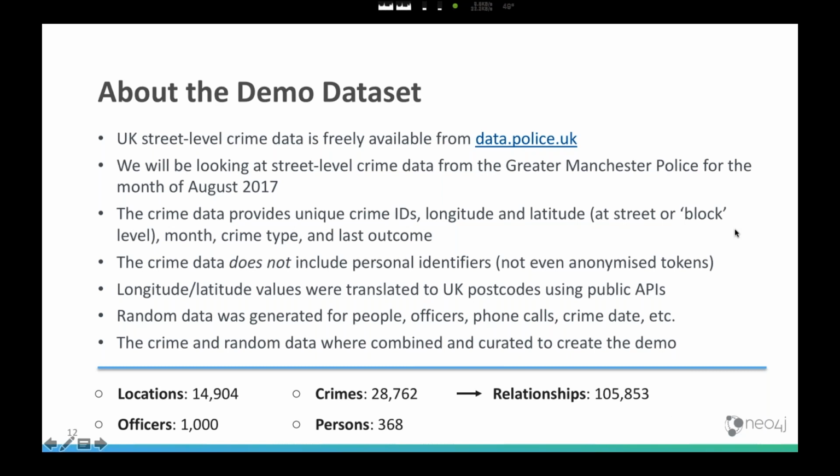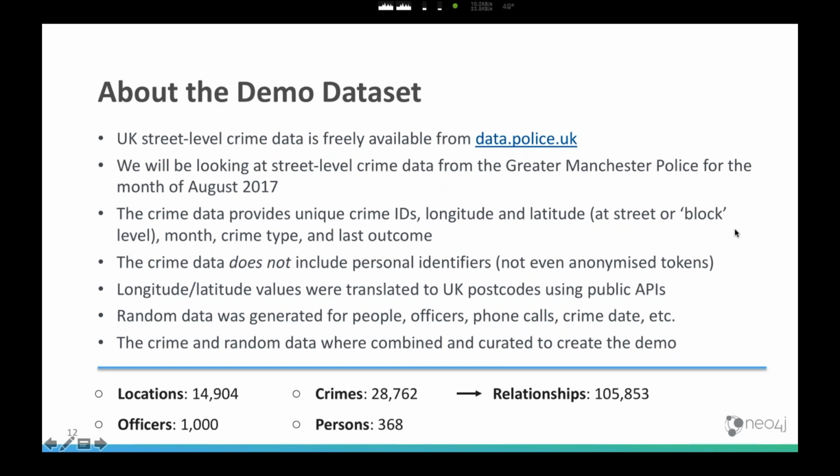The crime data, since it's freely available on the web, obviously isn't too specific. It doesn't include data about real people. What it does provide are unique crime IDs, the longitude and latitude for the crime at the street or block level, which becomes really important when we take a look at mapping that, looking at the data in a geospatial format. It provides the month, the crime type, and the last outcomes.